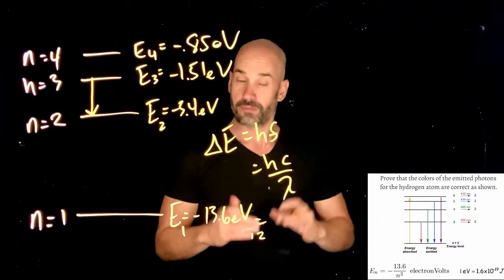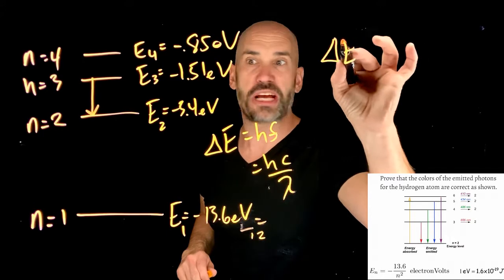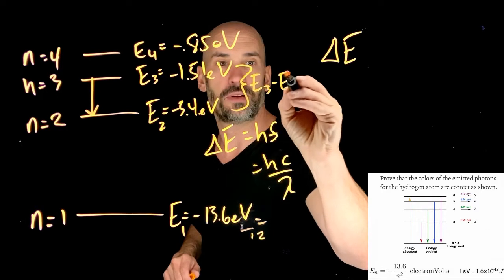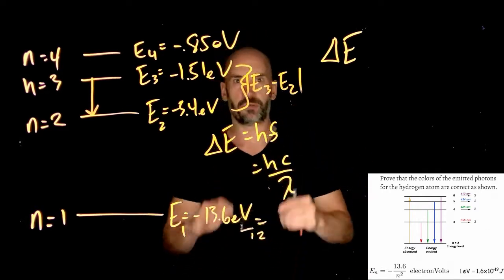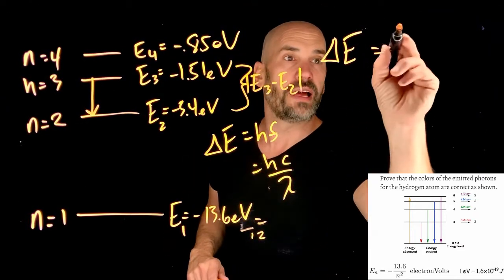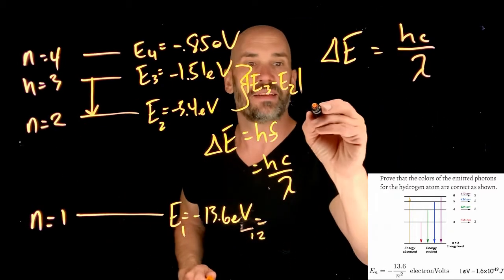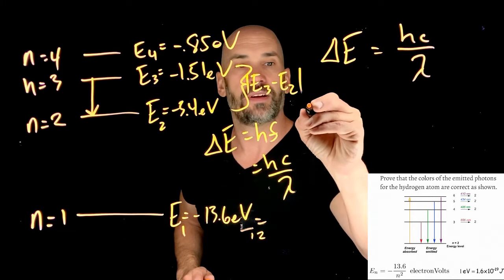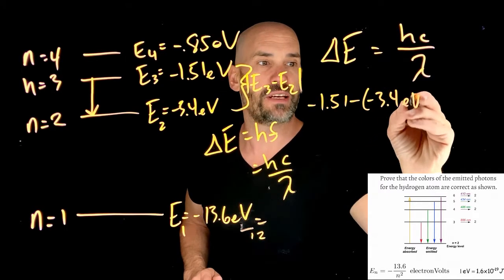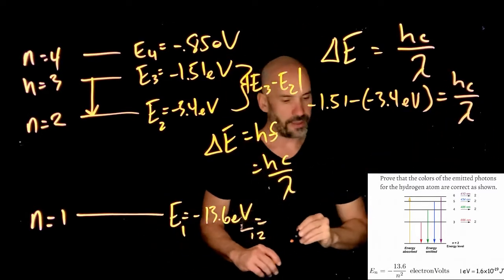Let's prove that. Okay, so first things first, remember this relationship has to be obeyed. The change in energy between these two levels, in other words E3 minus E2, and we could just take the absolute value, we want the change in energy between those two states. That change in energy must equal hc over lambda. Now the change in energy between these two states is negative 1.51 minus negative 3.4 eV equals hc over lambda, right?